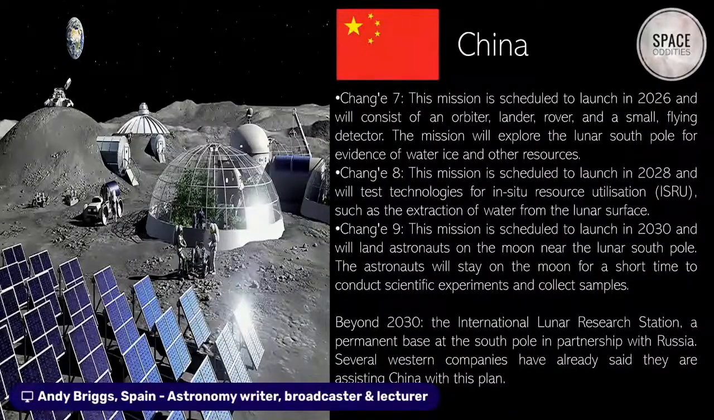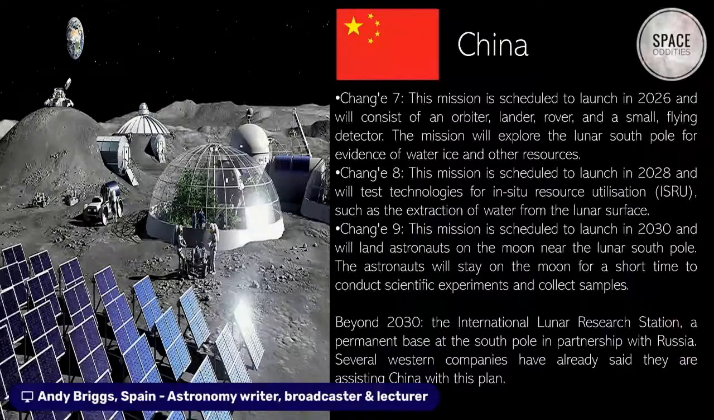China has got the Chang'e 7 mission scheduled to launch in 2026, consisting of an orbiter, lander and rover, and a small flying detector. Not quite sure what it's going to be detecting, but I suspect it's ice. And again, it's exploring the lunar South Pole for evidence of water ice and other resources. Chang'e 8 in 2028. This is going to actually try to extract water from the lunar surface using what's called, and it's a whole acronym, ISRU, which stands for In Situ Resource Utilization. Why can't they just say mining, for God's sake?